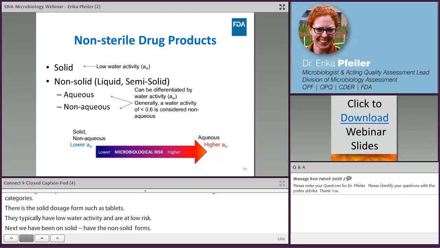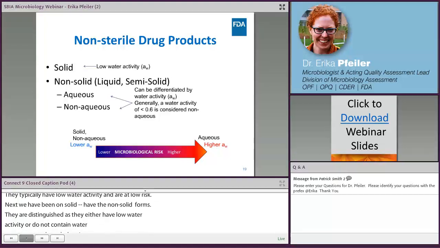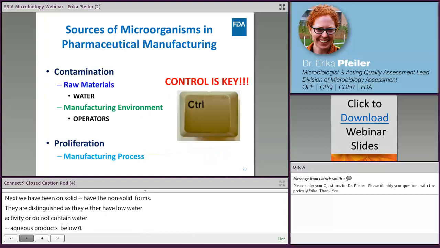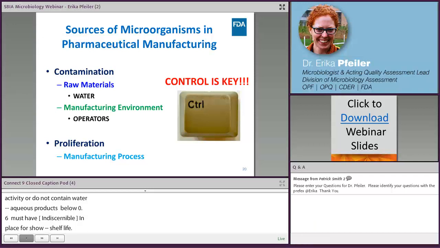Aqueous products, those containing water with an activity of greater than 0.6, are the riskiest dosage forms for proliferation and must have additional formulation considerations in place for stability over shelf life, such as the inclusion of antimicrobial preservatives. So, we've been talking about how product formulation can contribute to the risk of microbial proliferation. Now let's talk a bit about the role the manufacturing process plays in introducing risks and how they can be mitigated.